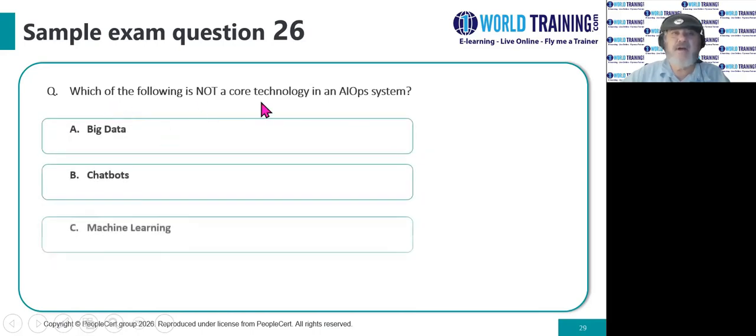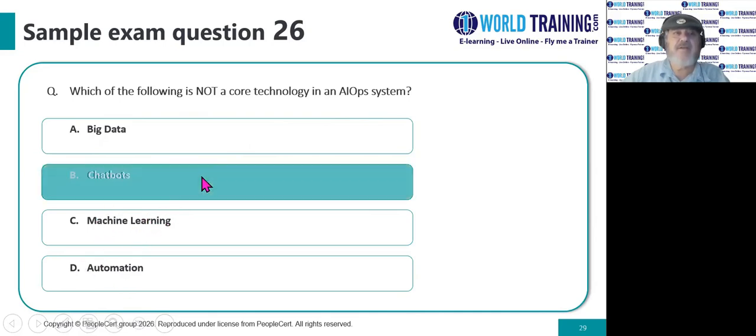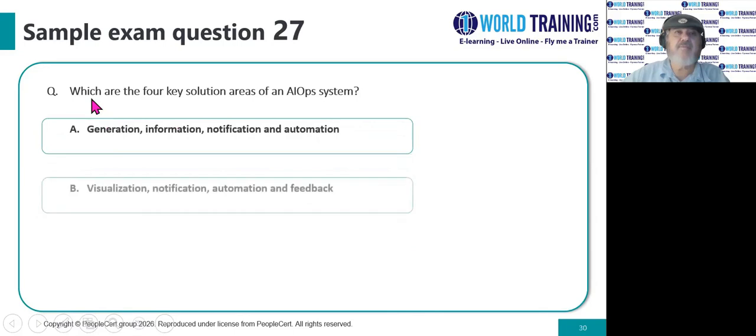Which of the following is not a core technology in an AIOps system? Which is not. Big data is. Chatbots, no. Machine learning, yes. Automation, yes. So B, chatbots, best answer.